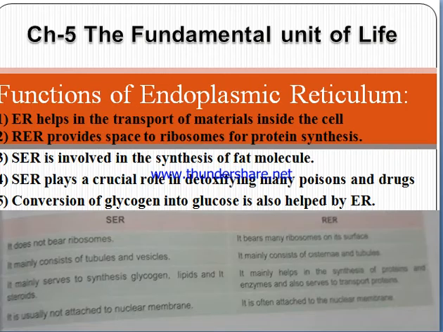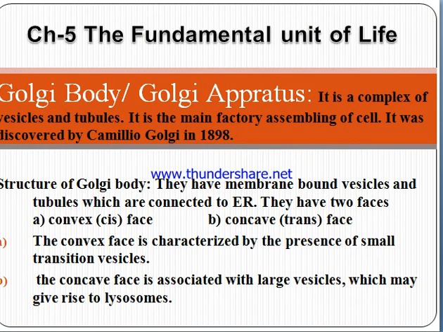Okay, and last are the functions. You can learn any two functions. It helps to transport material inside the cell, and rough endoplasmic reticulum provides space to ribosomes for protein synthesis. So two can be learned. Similarly, the Golgi bodies are a complex of vesicles and tubes. It has two phases, convex phase and concave phase. Convex phase has the presence of small transition vesicles. Concave phase is associated with large vesicles.